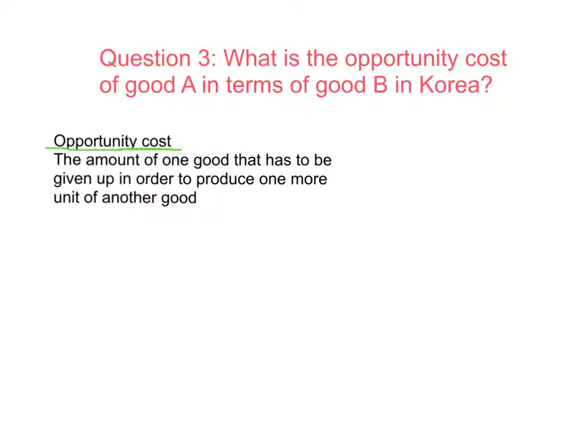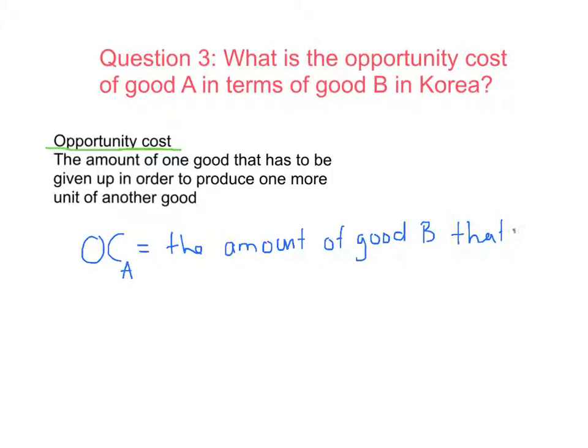The key thing in terms of the pattern and the benefits from trade is comparative advantage. But before we can find comparative advantage, we have to determine what the opportunity costs are. Opportunity cost is defined as the amount of one good that has to be given up in order to produce one more unit of another good. So the opportunity cost for good A is equal to the amount of good B that must be given up to produce a unit of A.